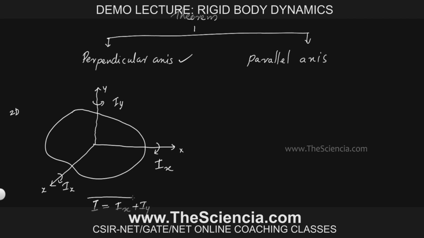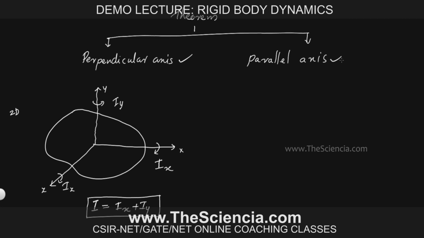This is our perpendicular axis theorem. The other one is the parallel axis theorem. The definition is like this: the moment of inertia of a body about any axis is equal to the sum of the moment of inertia about a parallel axis through its center of mass and the product of the mass of the body and the square of the distance between the two axes.